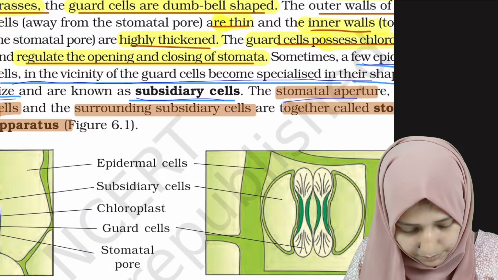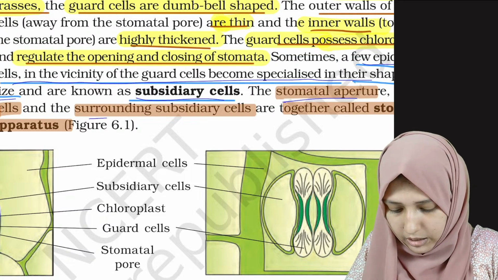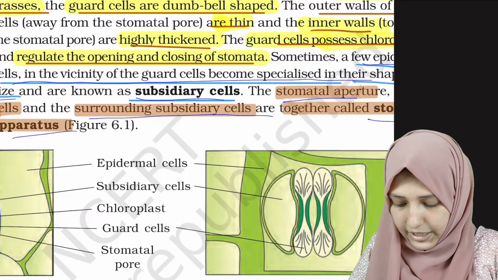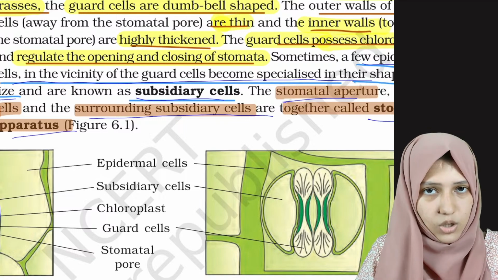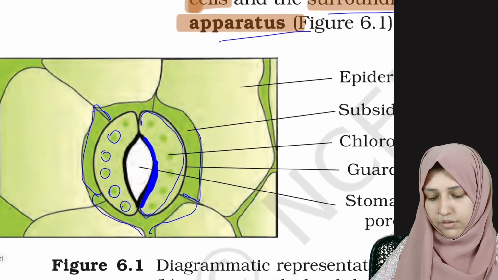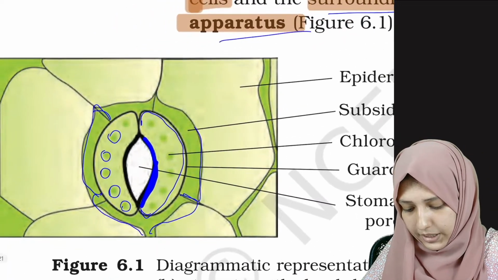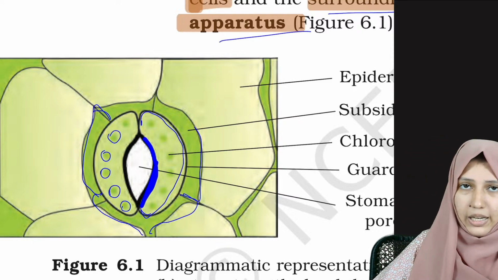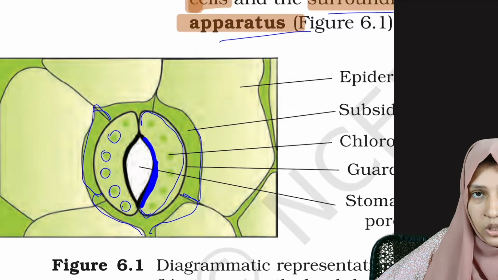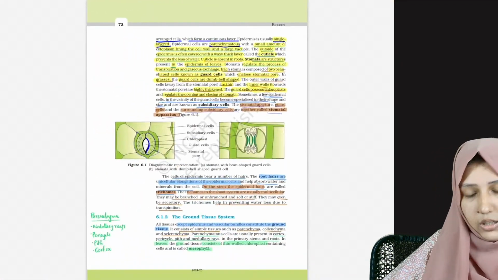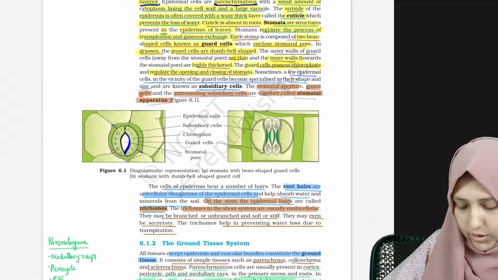So this stomatal aperture plus the guard cells and surrounding subsidiary cells all together form the stomatal apparatus. And just see the picture, it will be having a guard cell, stomatal pore, chloroplast, subsidiary cells and epidermal cells at last. Whenever you see the picture, you can get the information about the whole paragraph here. Just study the picture, you will get all of it.